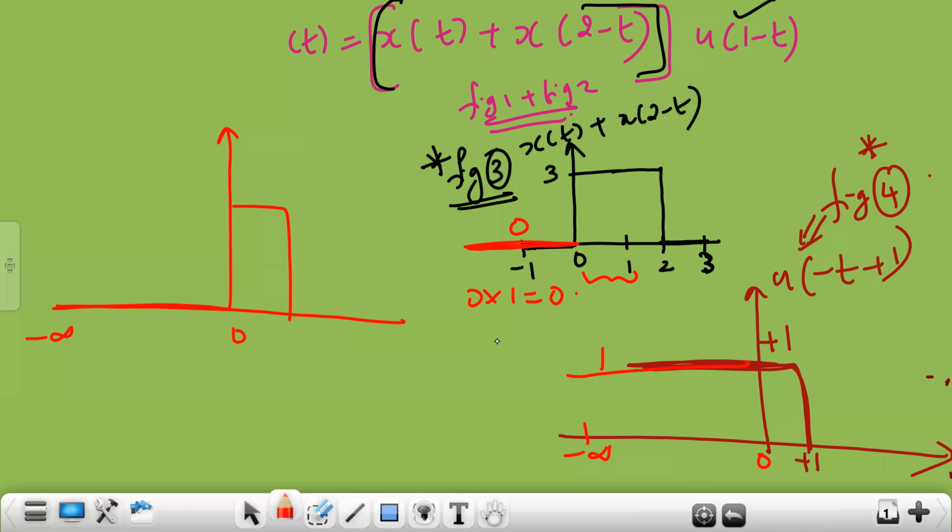So this is the final plot that you have. That is nothing but y of t, which is equal to x of t plus x of 2 minus t, multiplied by u of 1 minus t. So this is the final graph that you have.